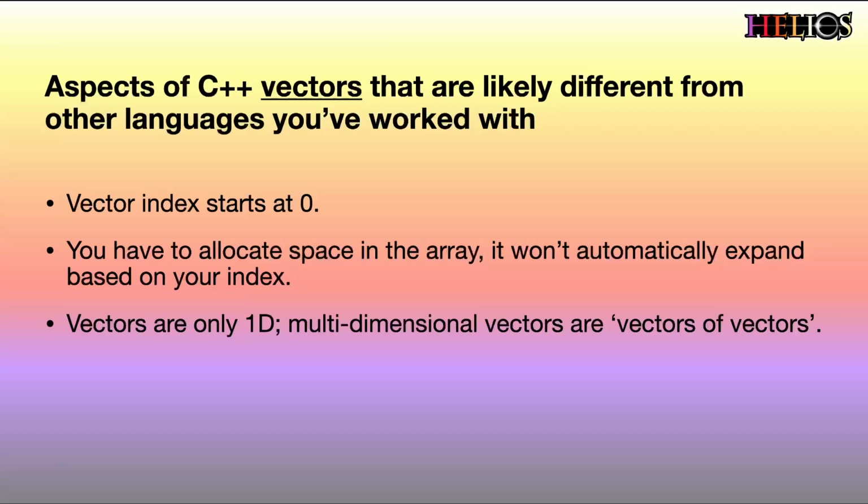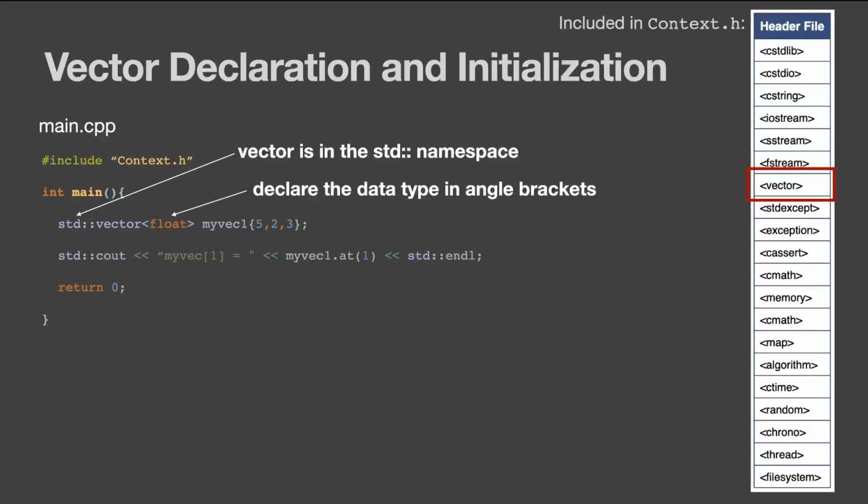Finally, vectors themselves are only one-dimensional. You can have multidimensional vectors, but these are essentially just vectors of vectors. And they're not a matrix as you might think of it, because each index can have a different length. The vector within the vector can have different lengths, so it's not a square matrix as you might normally think of it. Here's an example code where we're dealing with vectors.